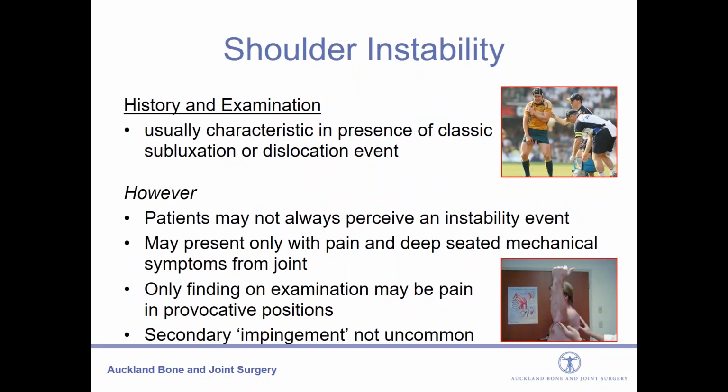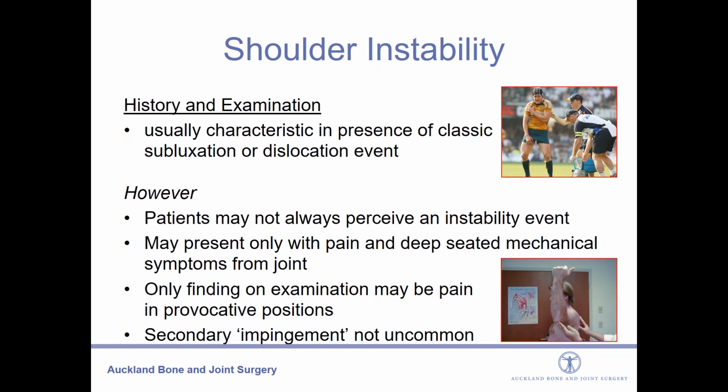I mentioned instability, not because of the frank dislocations and the subluxations, but there is a group of younger patients who will have shoulder pain that's not subacromial or rotator cuff based. Now, these patients won't have perceived an instability event, but on their history, you will notice they've had some sort of relatively significant event happen to their shoulder. They've fallen on an outstretched arm, they've lost control doing a bench press, and the arm's been wrenched back into abduction external rotation. So there was a definite event.